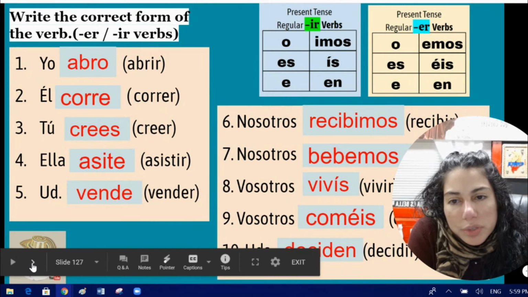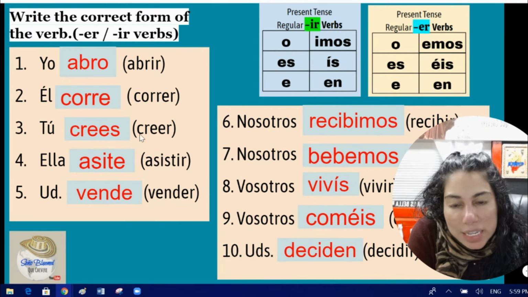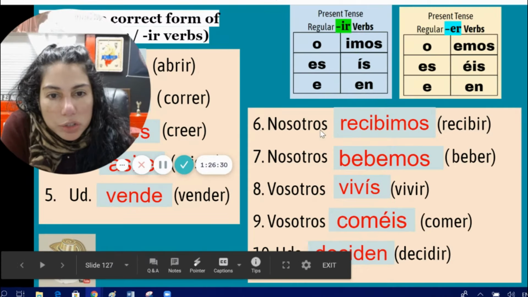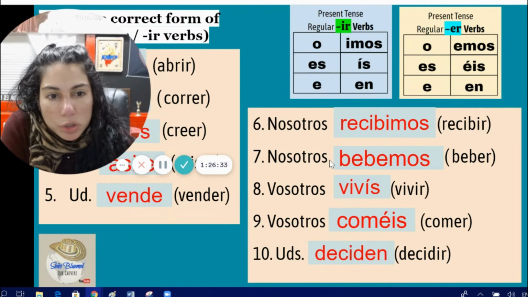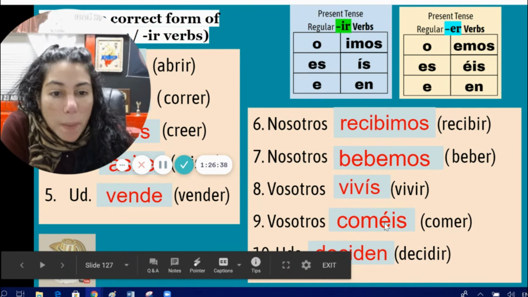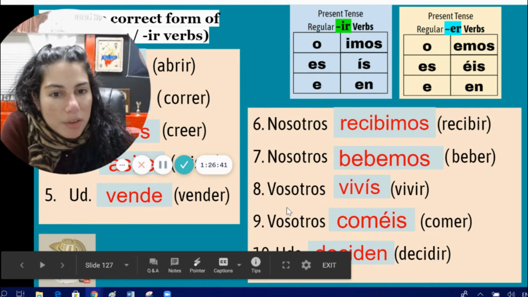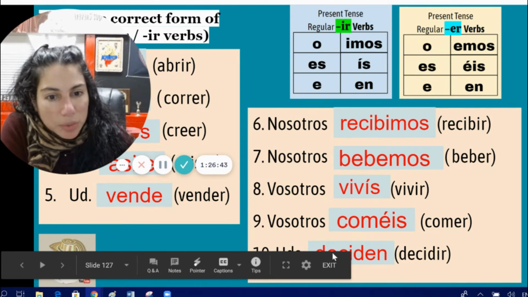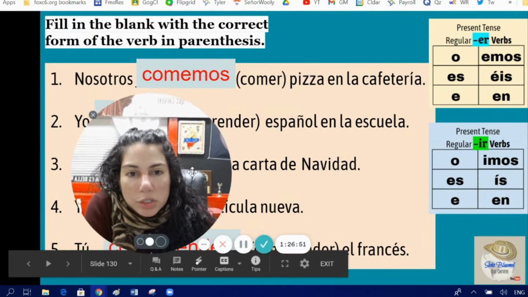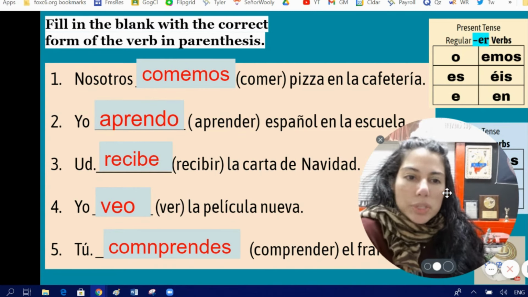So then the answers would be yo. For abrir, again, you will put an O. So yo abro. Él corre. Tú crees. Creer is to believe. Ella asiste. Usted vende. Nosotros recibimos. Nosotros bebemos. Vosotros vivís. Vosotros coméis. Notice how vosotros verbs always have an accent mark. And ustedes deciden.